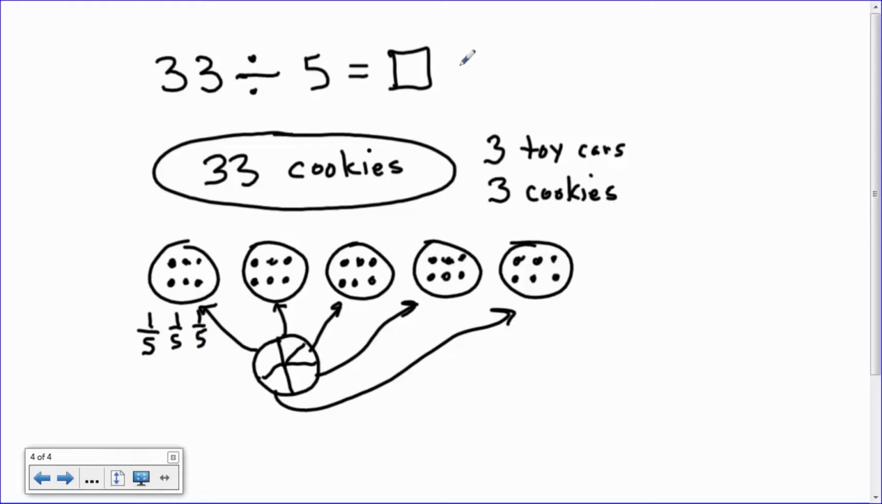So when we get finished with this problem, the answer turns out to be that if there are 33 cookies, each kid will get 6 and 3/5 cookies, and there's no remainder. Now, I said this is representing the computational strategy called sequential counting. So what was I thinking? Well, they would distribute everything, and when they got finished distributing, they would find out how much cookie each one got. And they would start counting: 1, 2, 3, 4, 5, 6, and a 5th, and a 5th, and a 5th is 3/5. So each kid gets 6 and 3/5 cookies.